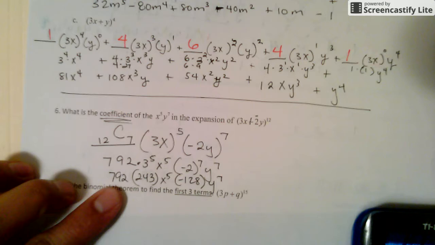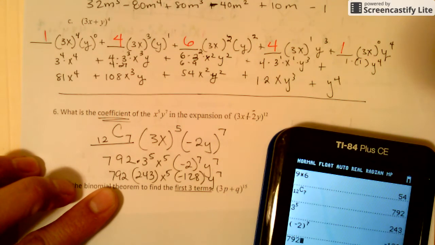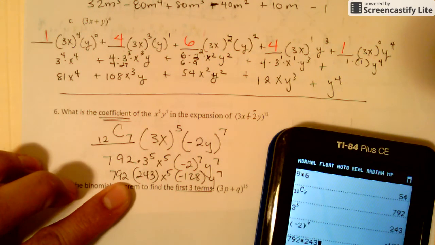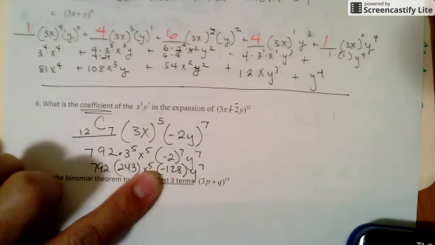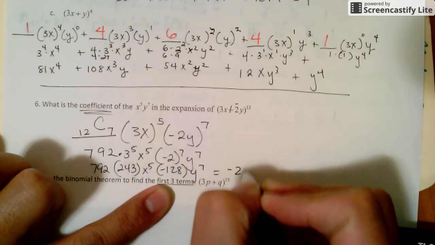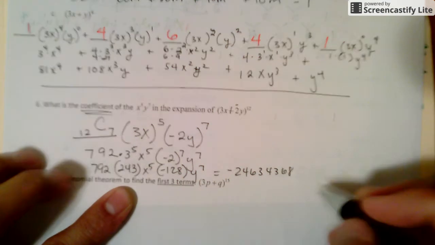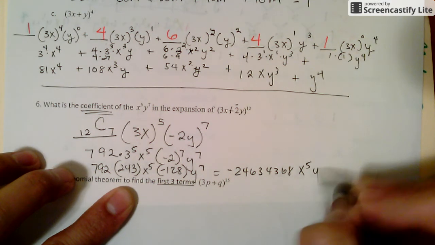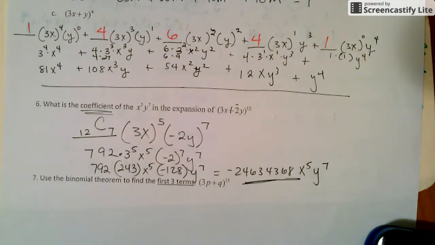So then now I have to do 792 times 243 times negative 128. And when I multiply that out, I get this really big number, negative 24,634,38. And then I have x^5, y^7. That's what we want, the coefficient in front of the x^5, y^7 term.